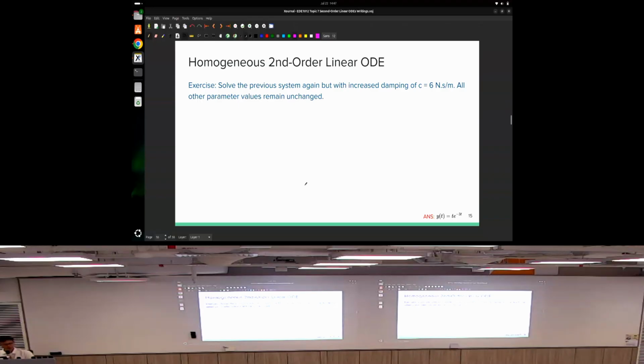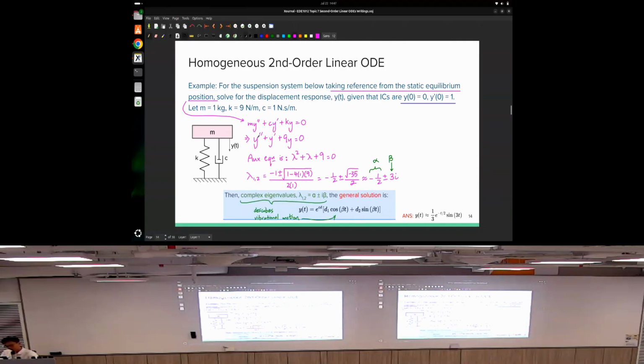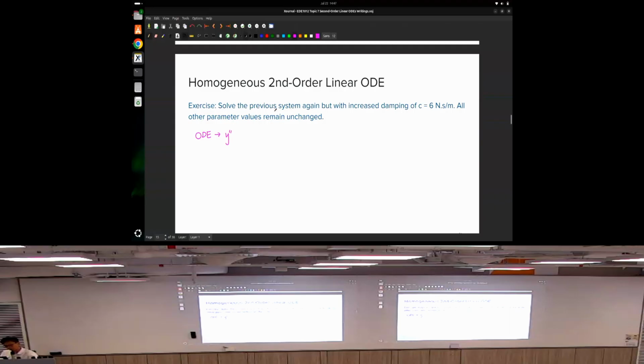Okay, the damper now becomes stronger, so it is harder to move the piston in the damper. You can see C increased to 6. Now if C increased to 6, with the other parameter values unchanged, the ODE changes to y'' plus 6y' plus 9y equals 0, because mass is still 1 and K is 9, but C is now 6.